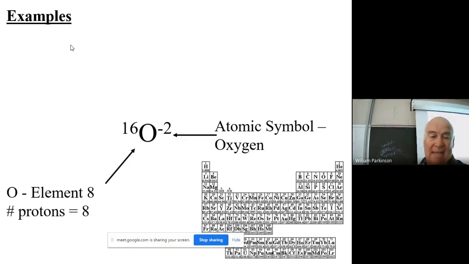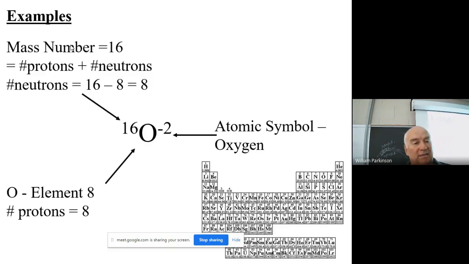I turn to the mass number. The mass number is 16, which is the sum of the protons and the neutrons. So I will take the mass number minus the atomic number and get the number of neutrons, and there are 8. So again, this kind of fits what I said earlier. For the light elements, there's equal numbers of protons and neutrons. You've got to be sure, though, and check by subtracting the atomic number from the mass number.